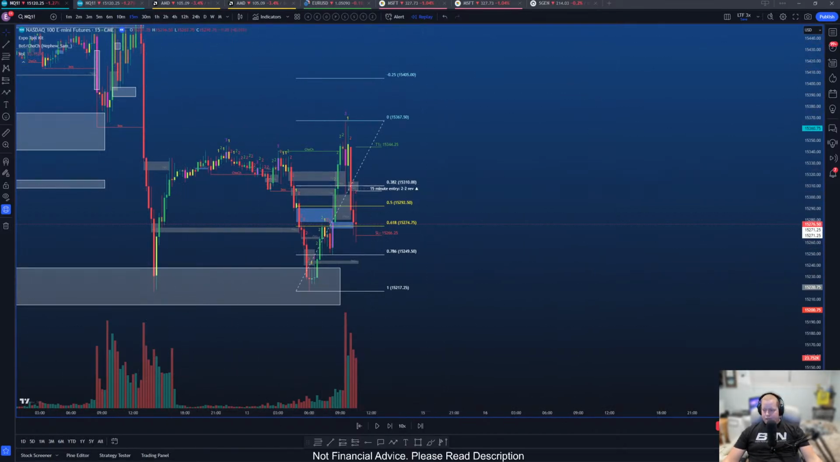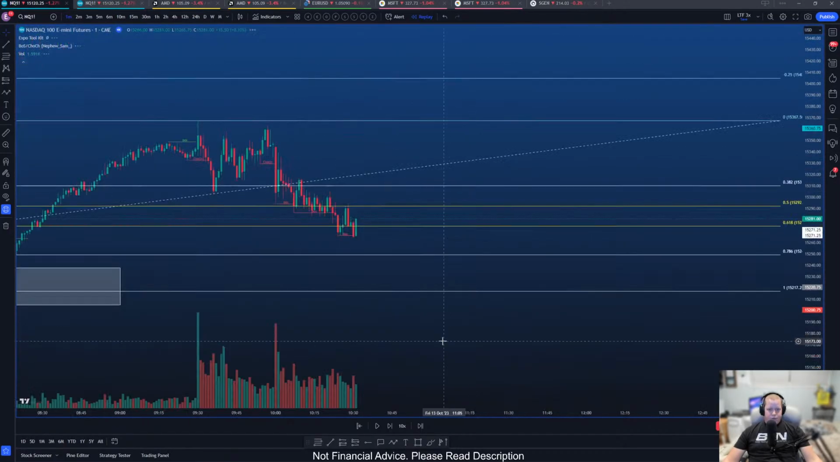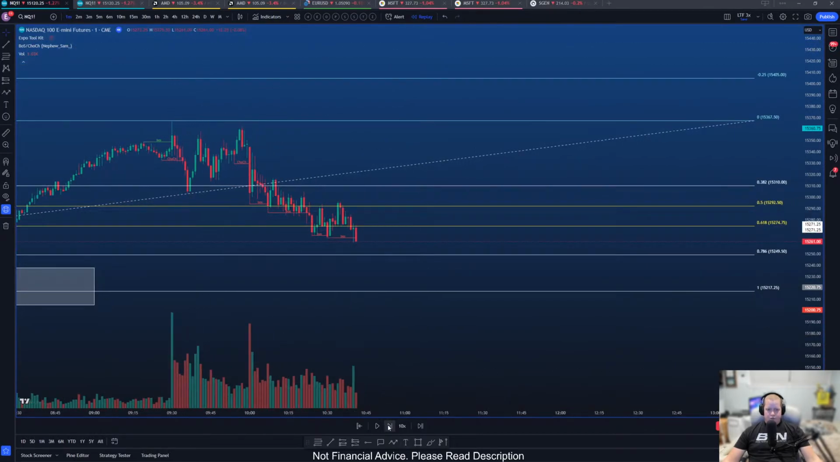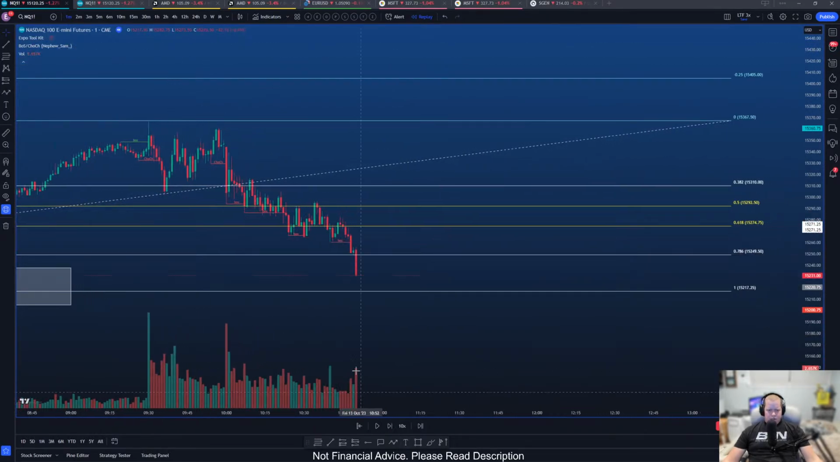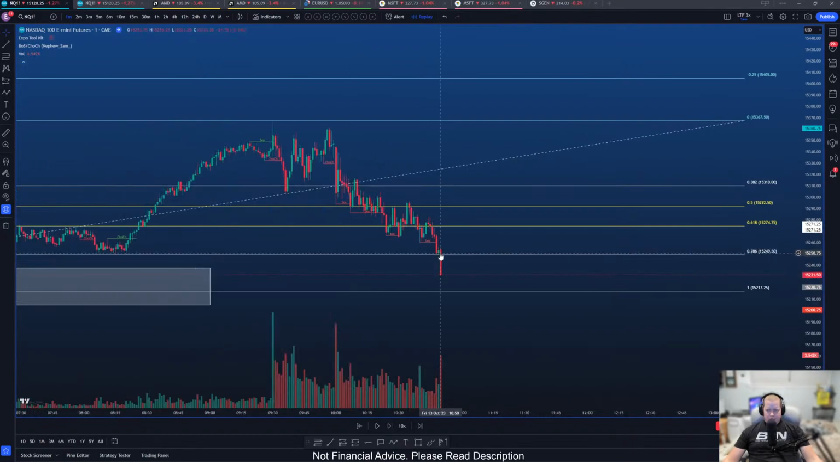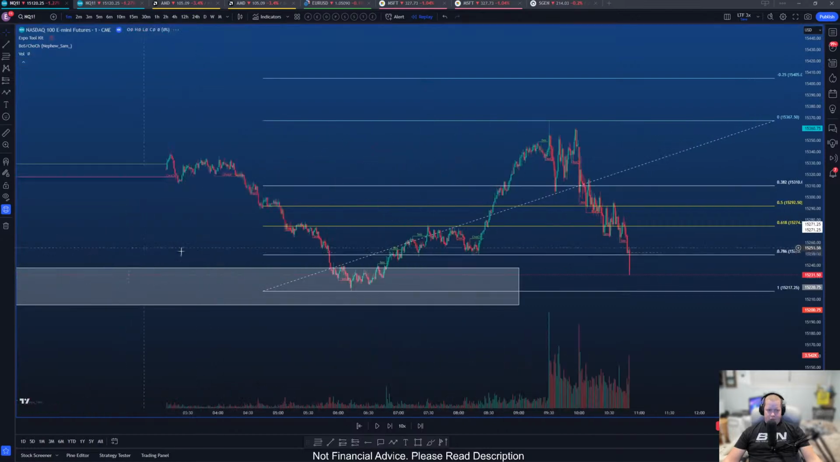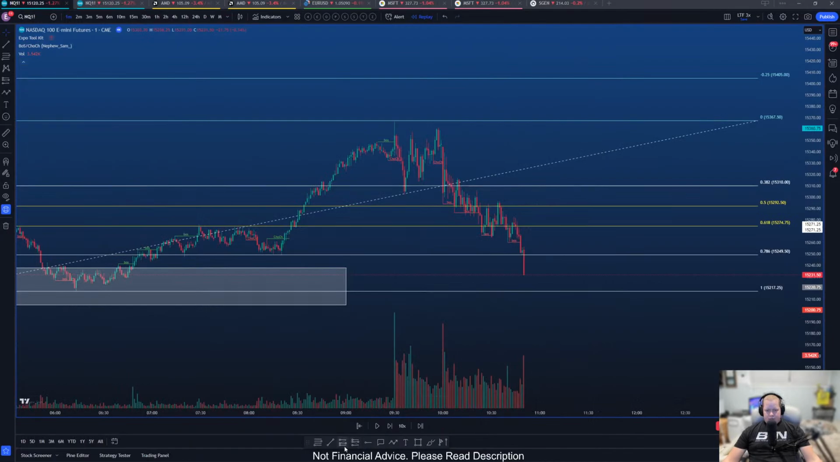Okay, so then let's look at 10:50, which was my entry for the short that went for 100 points today, which would have been right about here. I think I got in on this break of structure as we broke the daily low from pre-market, and my entry was at 47. This was not a strat entry.